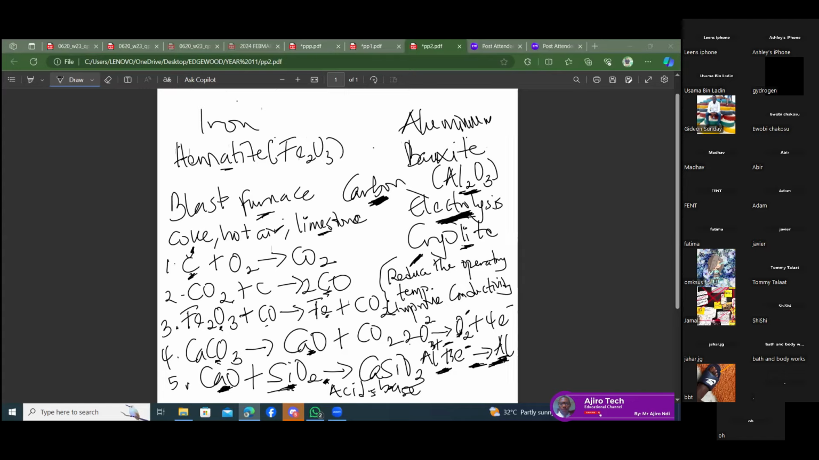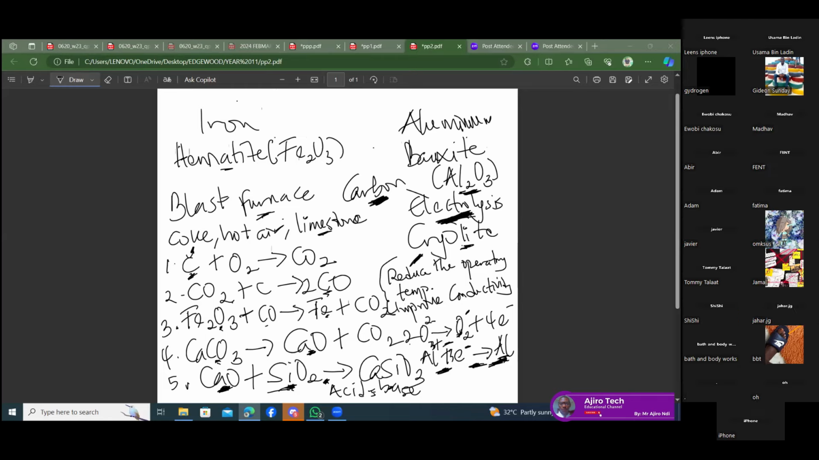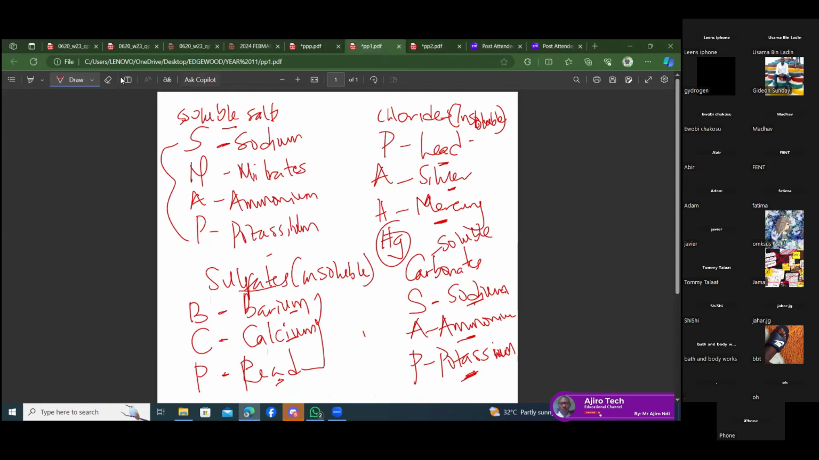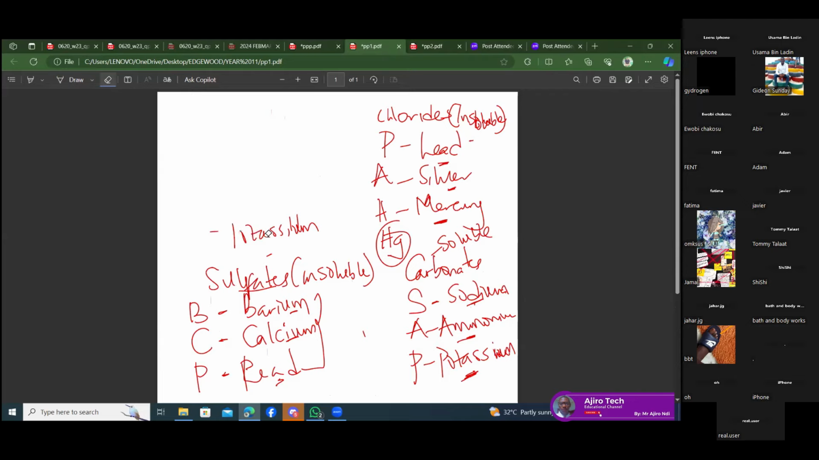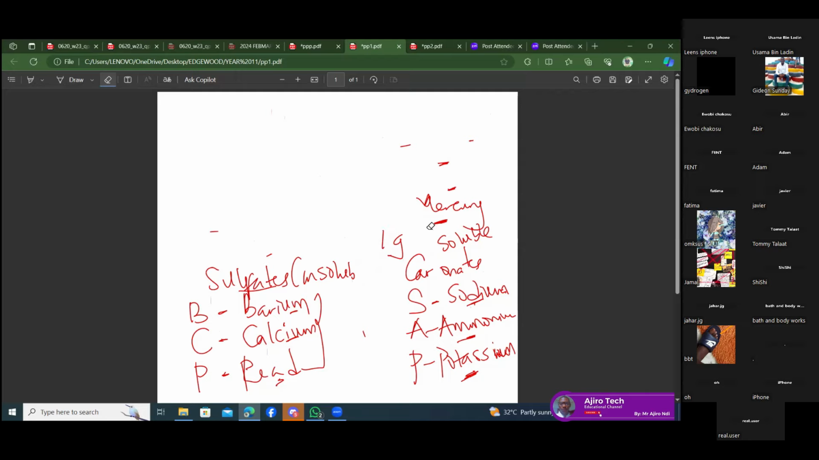For precipitation, remember precipitation is for insoluble salt. Titration is majorly for soluble salt. So I'm going to quickly do something here to explain that briefly. For precipitation, you're trying to prepare an insoluble salt. For titration, you are preparing a soluble salt. I'm going to do a simple comparison here so that we can move forward from that.